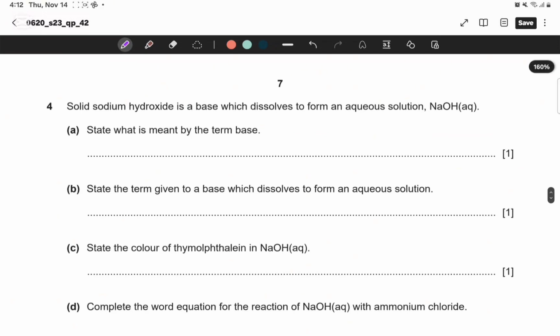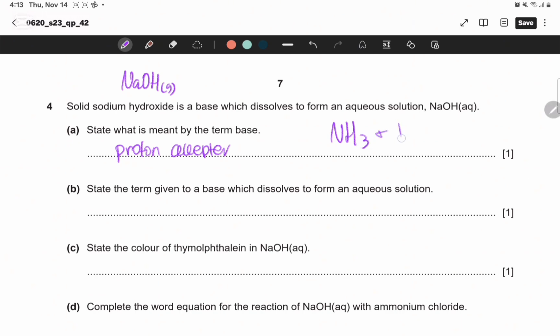Question number 4. So solid sodium hydroxide, so NaOH as a solid, is a base which dissolves to form an aqueous solution, NaOH. State what is meant by the term base. We know that a base is a proton acceptor. Okay, I'll just write the answer first. Proton acceptor. What does that mean? We know a base is like, for example, NH3, for example, and then if I add an acid to it, which H+, okay, it would take the proton. Okay, so it's a proton acceptor, just takes the protons.